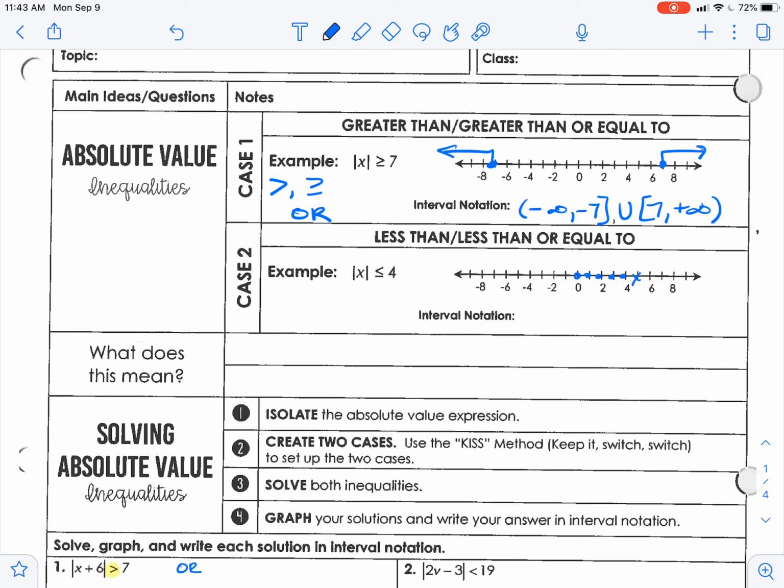Negative 1, that would give you 1, so that's true. Negative 2 would be 2. Negative 3 would be 3, that would work. Negative 4 would be 4, and that would be the equal. If I had a negative 5, would it work? No, that would be 5, which doesn't work. So this one doesn't work.